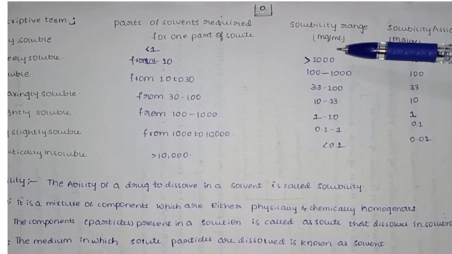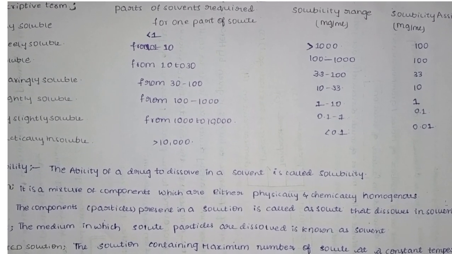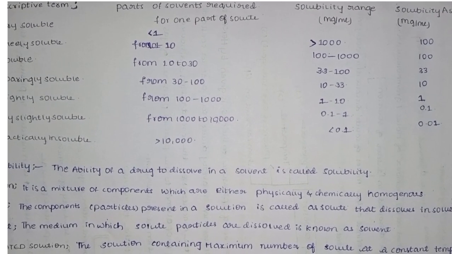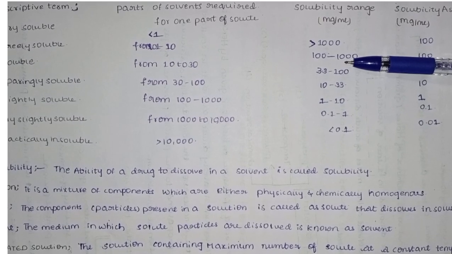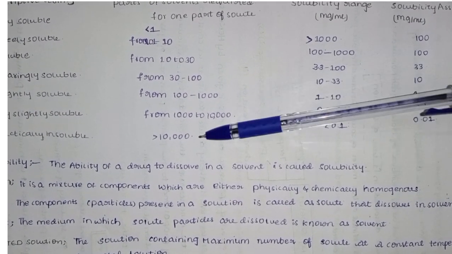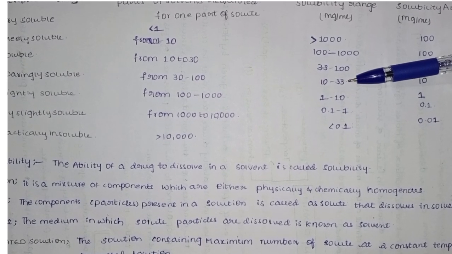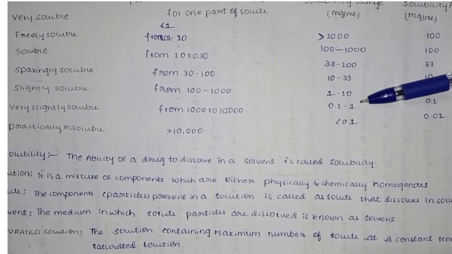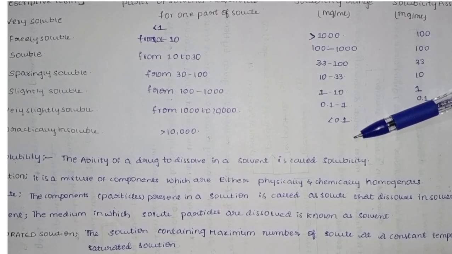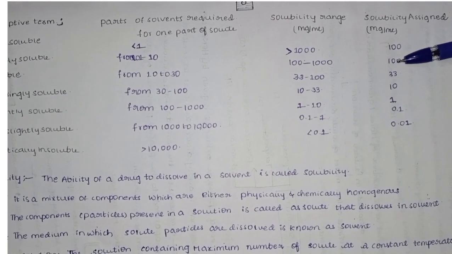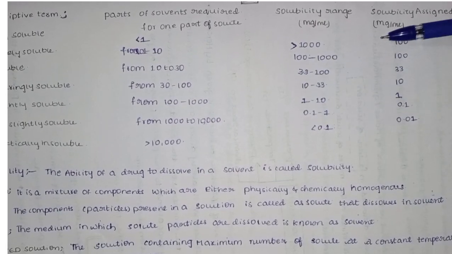And the solubility range should be high, because the solubility part should be less but the range should be high, remember 1000, then it is very soluble. When it is between 100 to 1000, it is freely soluble. And when it is between 33 to 100, remember 33 to 100, it is soluble. Then 10 to 33, remember 10 to 33, that is sparingly soluble. And 1 to 10 is slightly soluble, and 0.1 to 1 very slightly soluble. Practically insoluble is less than 0.1. Okay, and the solubility assignment is 100, 33 and 10 and 1 and 0.1 and 0.01. So these are the terms taken as the solubility assignment.